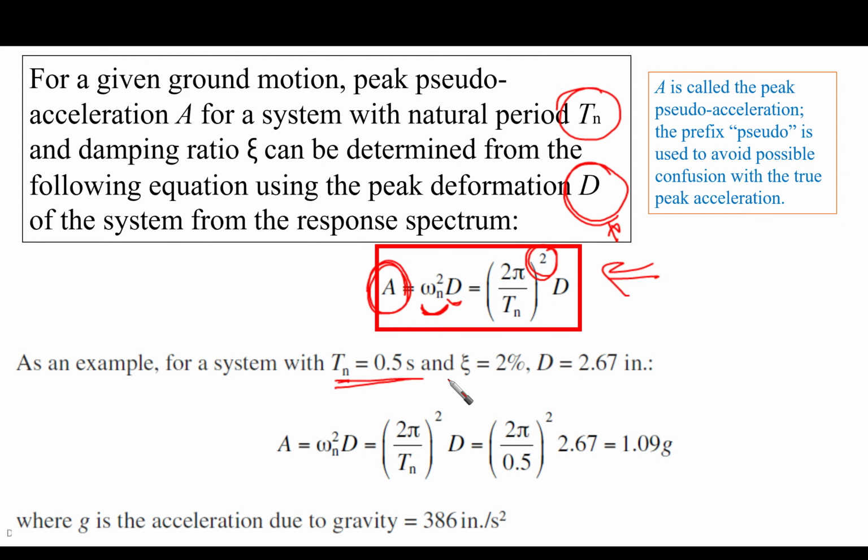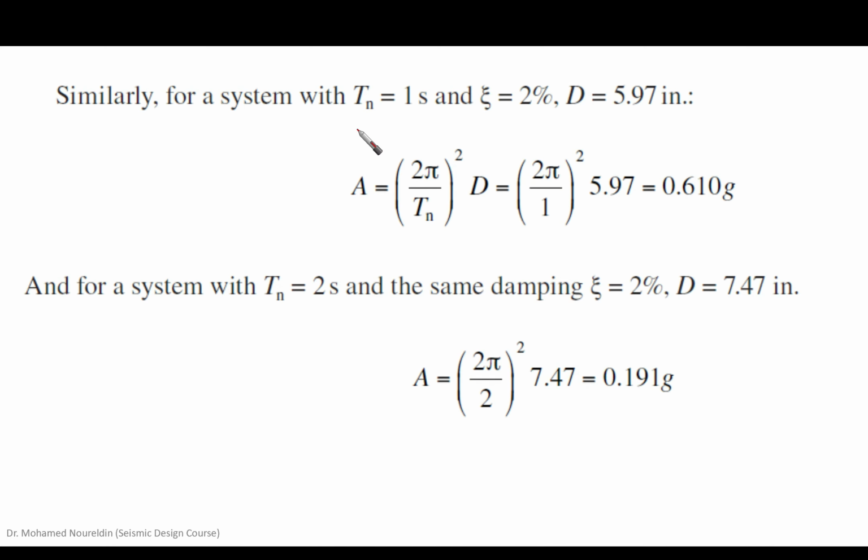For Tn of 0.5, d was 2.67. Remember that we are talking about a fixed damping ratio, which is 2%. Then we substitute in our equation A equals omega n squared times d, 2 pi over Tn raised to the power 2, 2 pi over 0.5 for our case, times d, which equals 1.09 g.